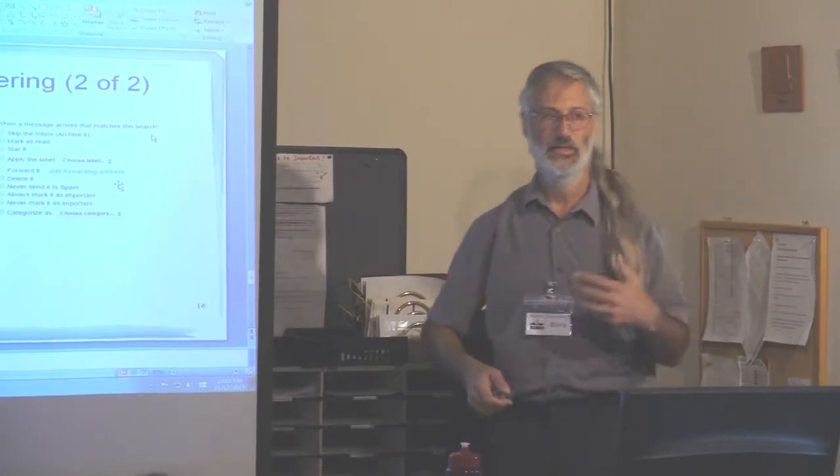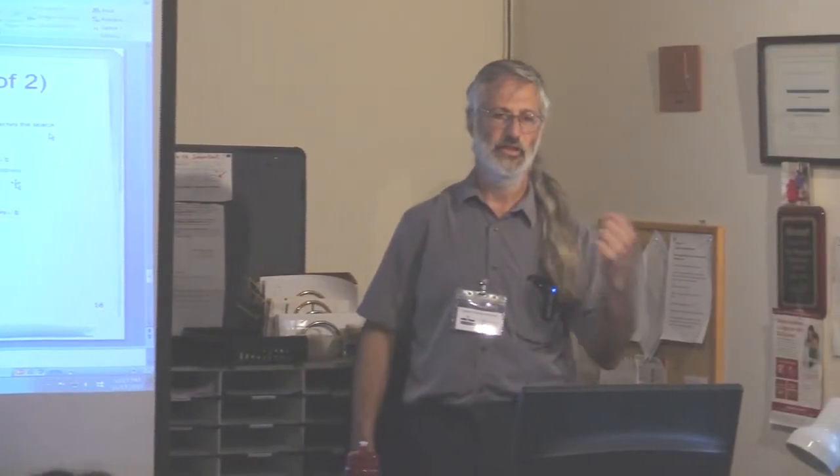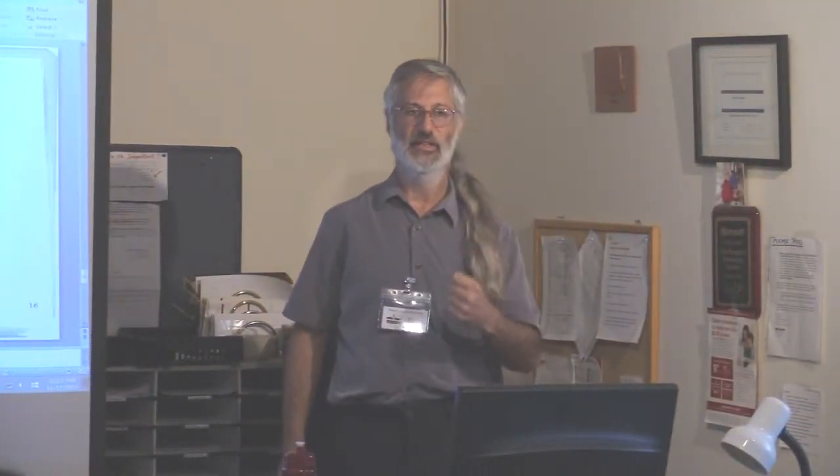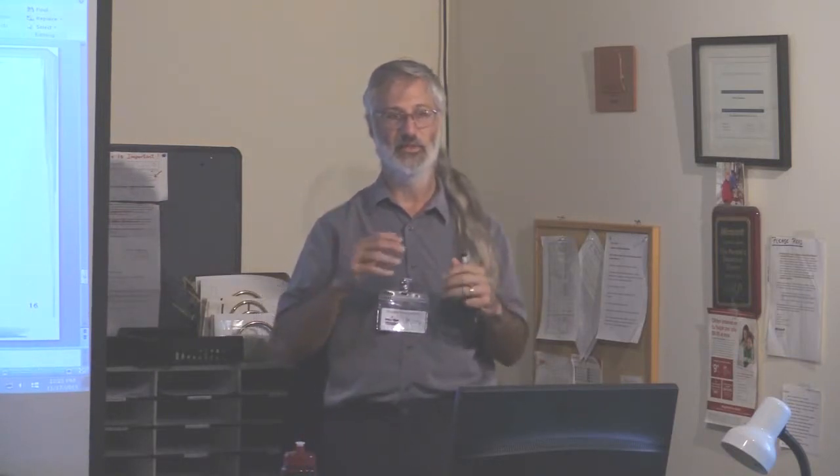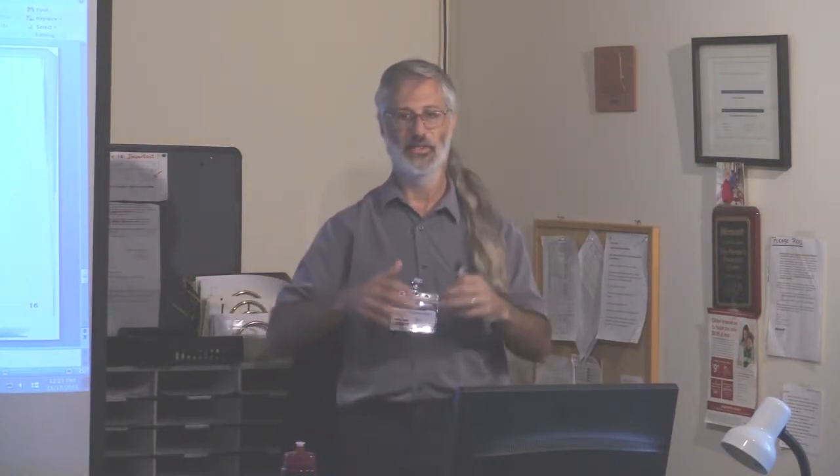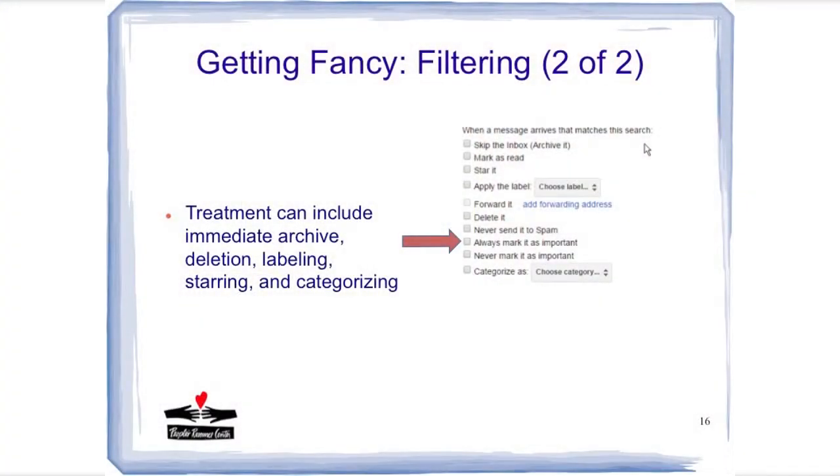So for instance, if there's a message that comes in that has the word urgent in it, you might want to make sure that it gets forwarded to an email account that you have on your phone that you only use on your phone for urgent things. You could say mark it as important, either always or never. You can apply labels to it. So whatever labels you have defined, you can use. You could give it a star, or you could give it a category.